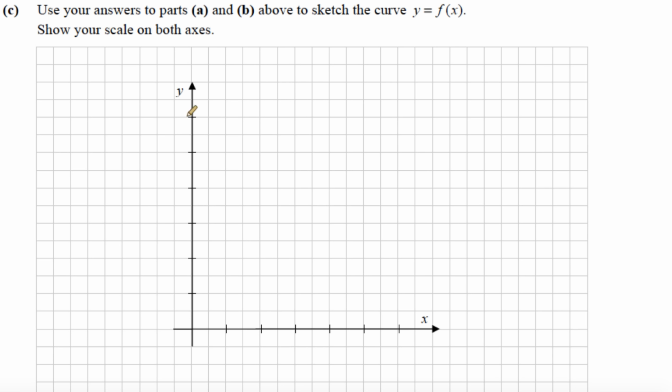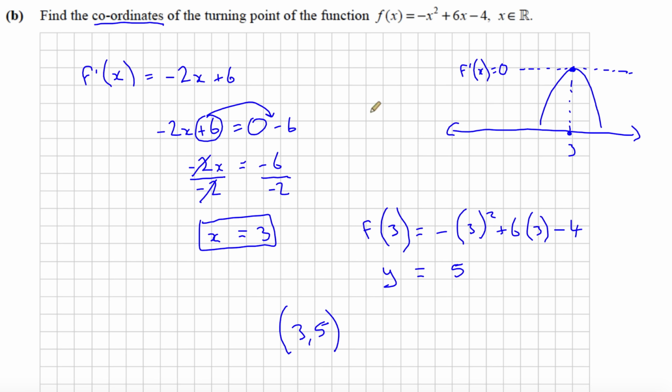Okay, finally, part C says use your answers to parts A and B above to sketch the curve y is equal to f of x. Show your scale on both axes. Okay, so if we put along this axis, well, what do we know about the curve? We know its maximum point, and we know the maximum point here, that's 3, 5.